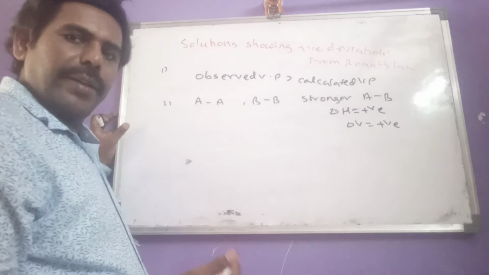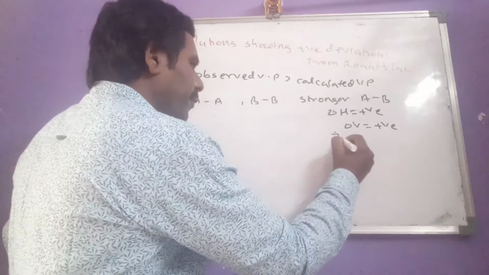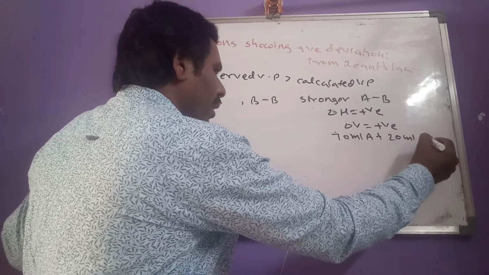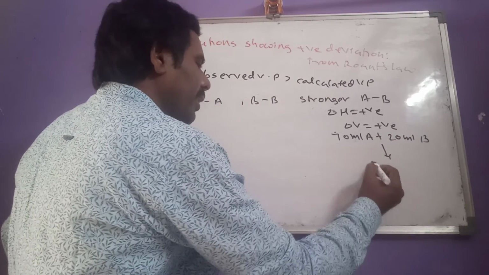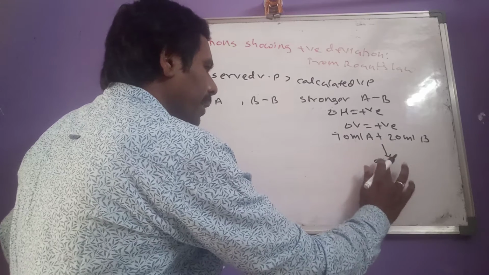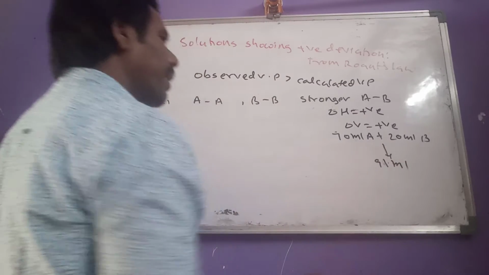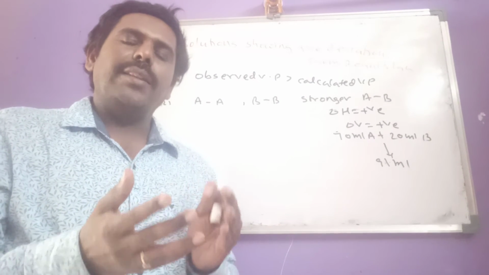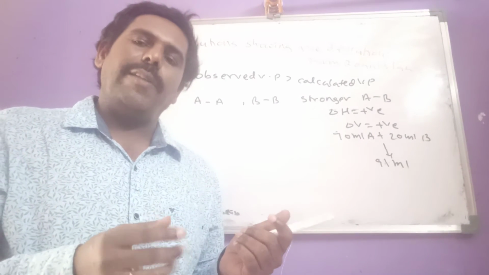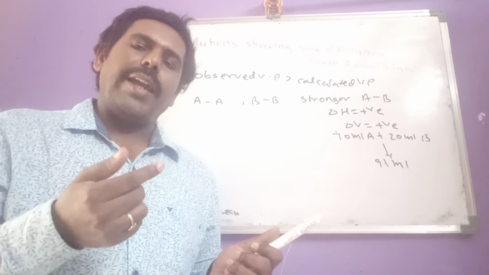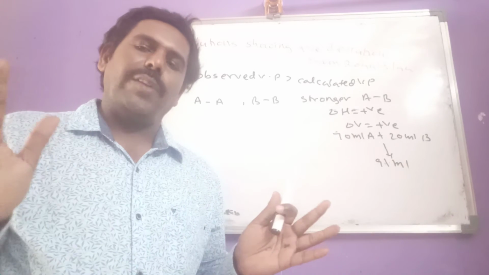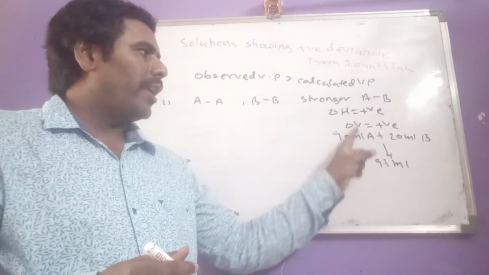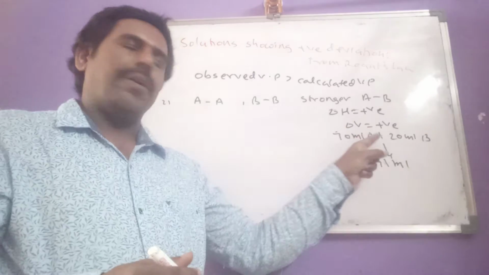Delta V also positive, what does that mean here? If 70 ml of A plus 20 ml of B are mixed with one another, the total volume will become 91 ml. That means there is a slight increase over the original value. What should be the original value? 90 ml. But there is a slight increase in the volume, not liters, just 1 ml or 2 ml, a slight increase. That's why we have to write delta V is positive.